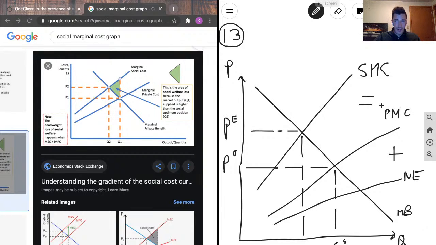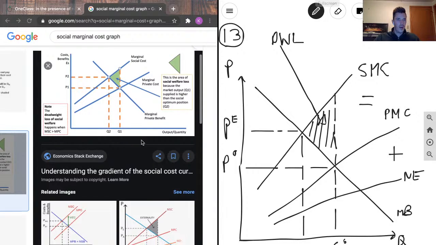And the welfare loss from this is going to be the triangle from the externality quantity up to the social marginal cost. To the right of the marginal benefit and marginal social cost, this is going to be our deadweight loss. And deadweight loss, of course, is inefficiency in the market.